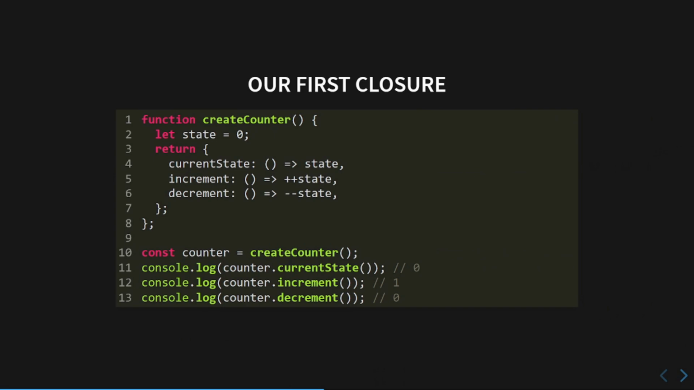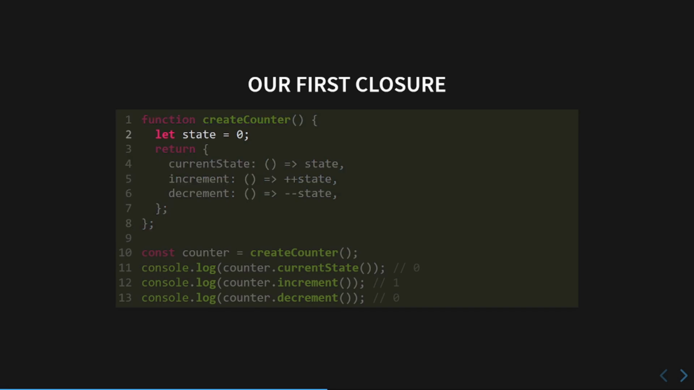Here we have a function called createCounter, and it defines a variable called state. This is just a counter that can increment and decrement. Then we return an object that has three properties. One of these properties is called current state, and it returns a function that references this state variable. And if you notice here, this is actually a free variable. It's not in the scope of this anonymous function. It's actually in the lexical environment.